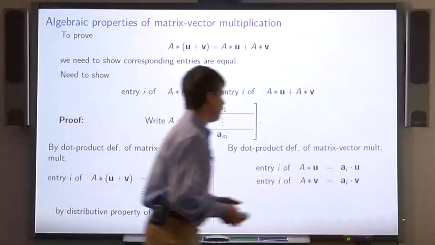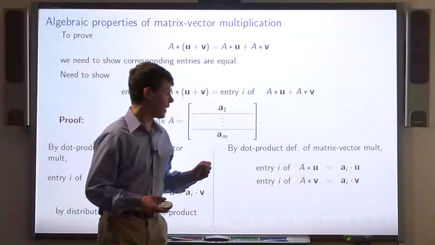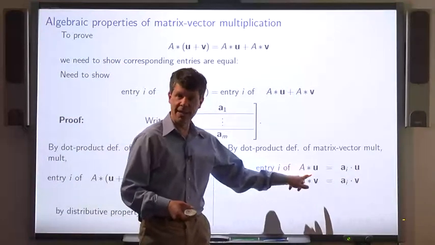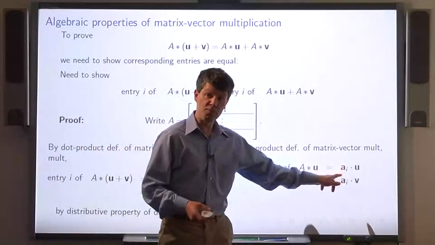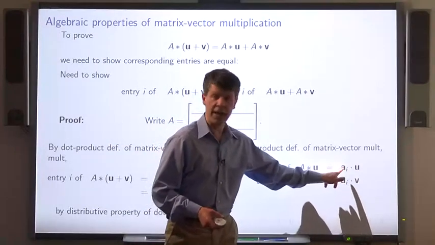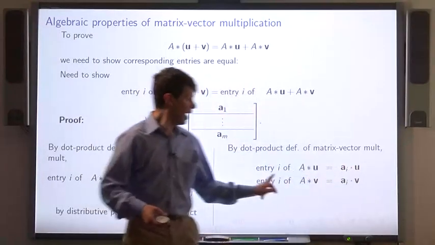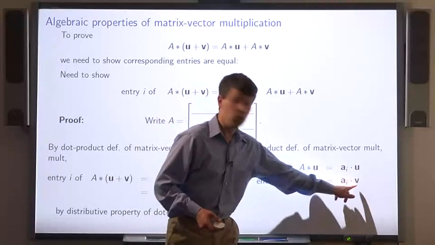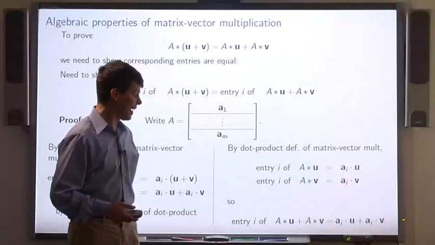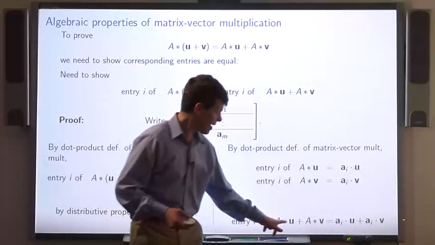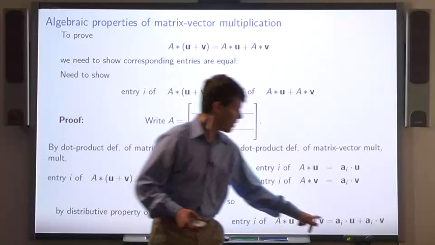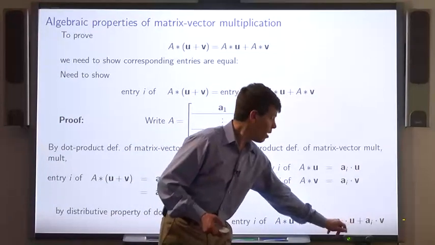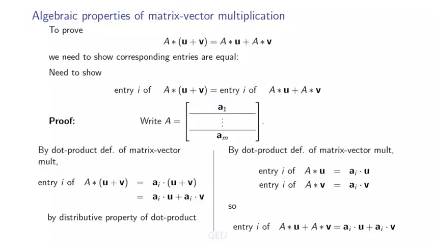On the other hand, by the dot product definition of matrix-vector multiplication, entry i of A times u is the dot product of row i, a_i, with u. Entry i of A times v is the dot product of row i, a_i, with v. And putting these together, entry i of the sum, A times u plus A times v, is a_i dotted with u plus a_i dotted with v. So we've shown that corresponding entries are equal. And that completes the proof.